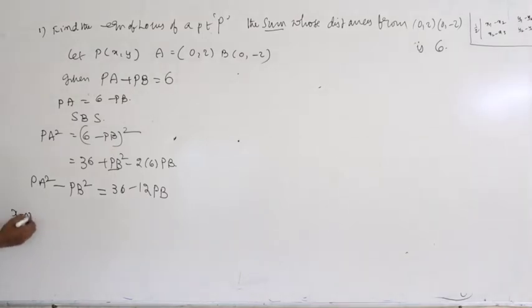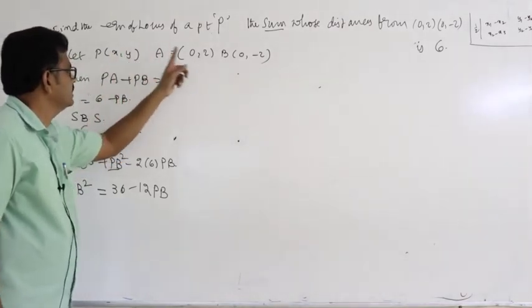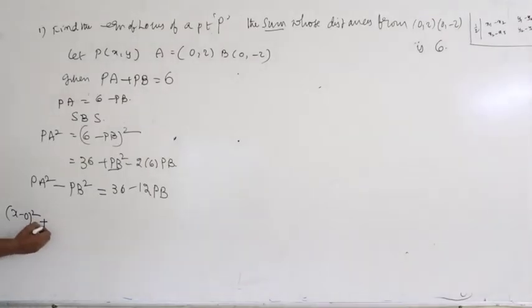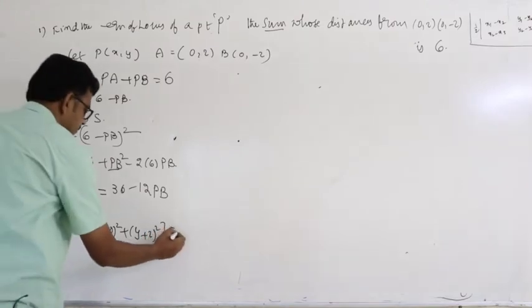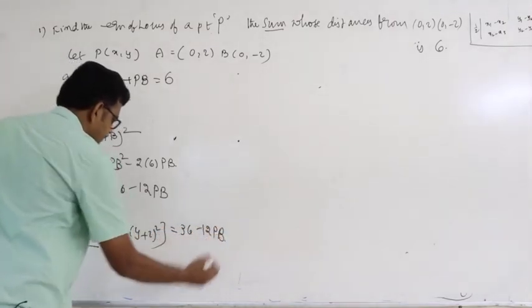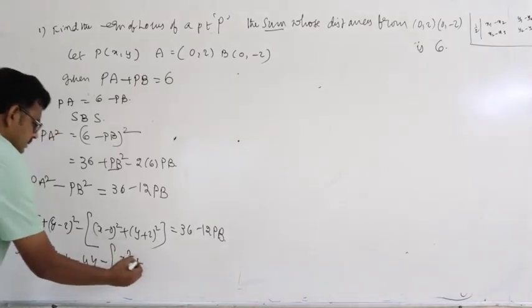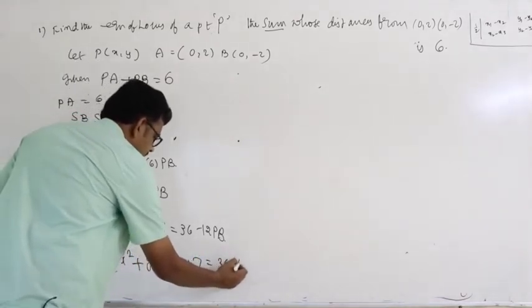Now PA square is what? x minus 0 whole square plus y minus 2 whole square, using the distance formula with x1, y1, x2, y2. Minus of PB square: x minus 0 whole square plus y plus 2 whole square is equal to 36 minus 12PB. So this is x square plus y square plus 4 minus 4y, just like the a minus b whole square form, minus of x square plus y square plus 4 plus 4y is equal to 36 minus 12PB.